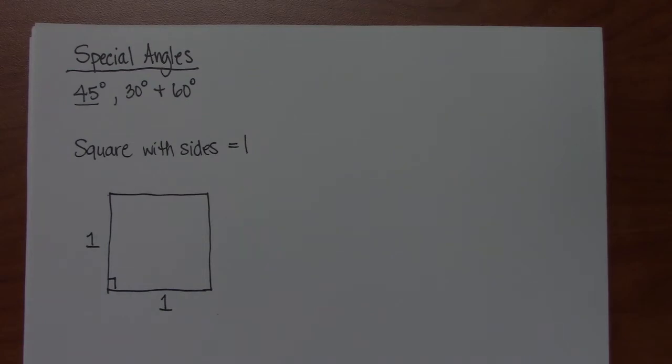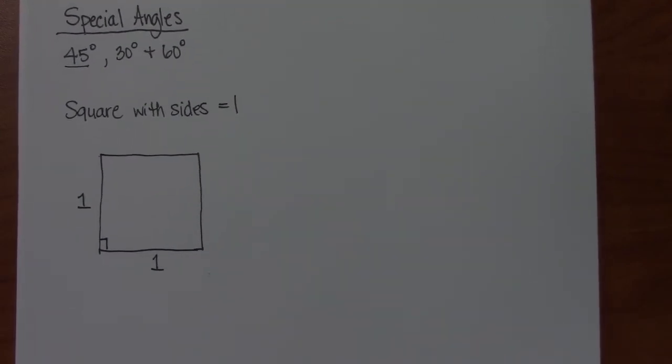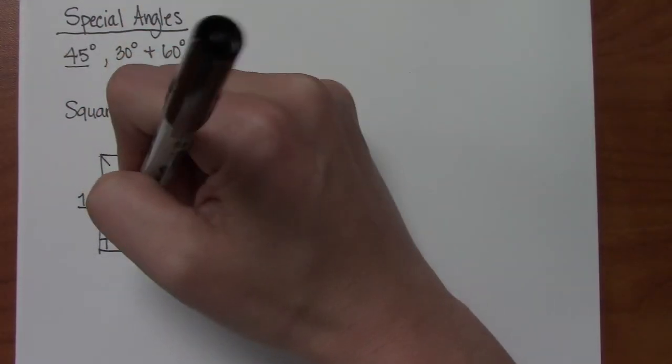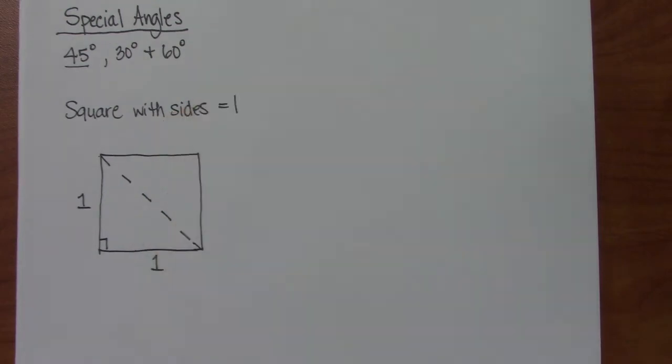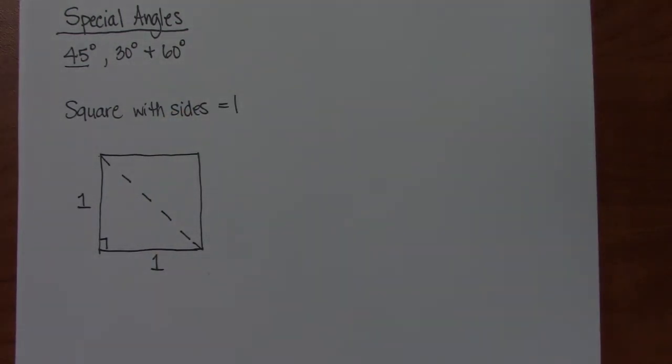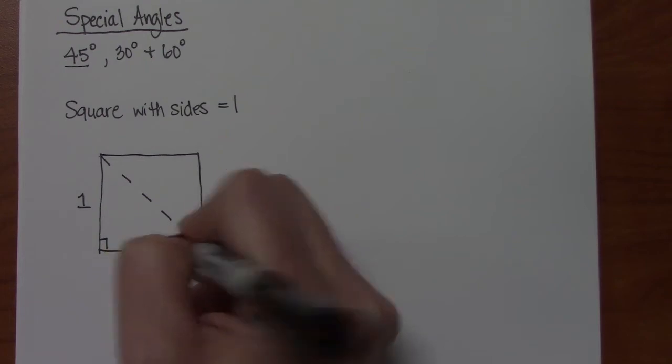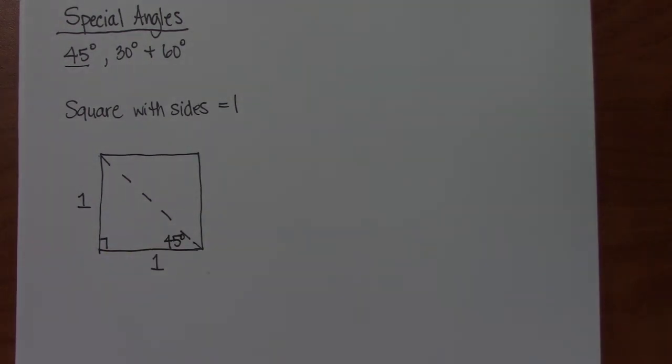All 4 corners, or 4 angles inside of a square, are 90 degrees, right? In order to work with sine and cosine right now, we need a right triangle. The way we get a right triangle is we simply use the diagonal of the square, and that creates 2 right triangles for us. More importantly, the diagonal is going to bisect those 2 angles. So the angles that were 90 degrees are now 45 degrees, and we have a 45, 45, 90 triangle.